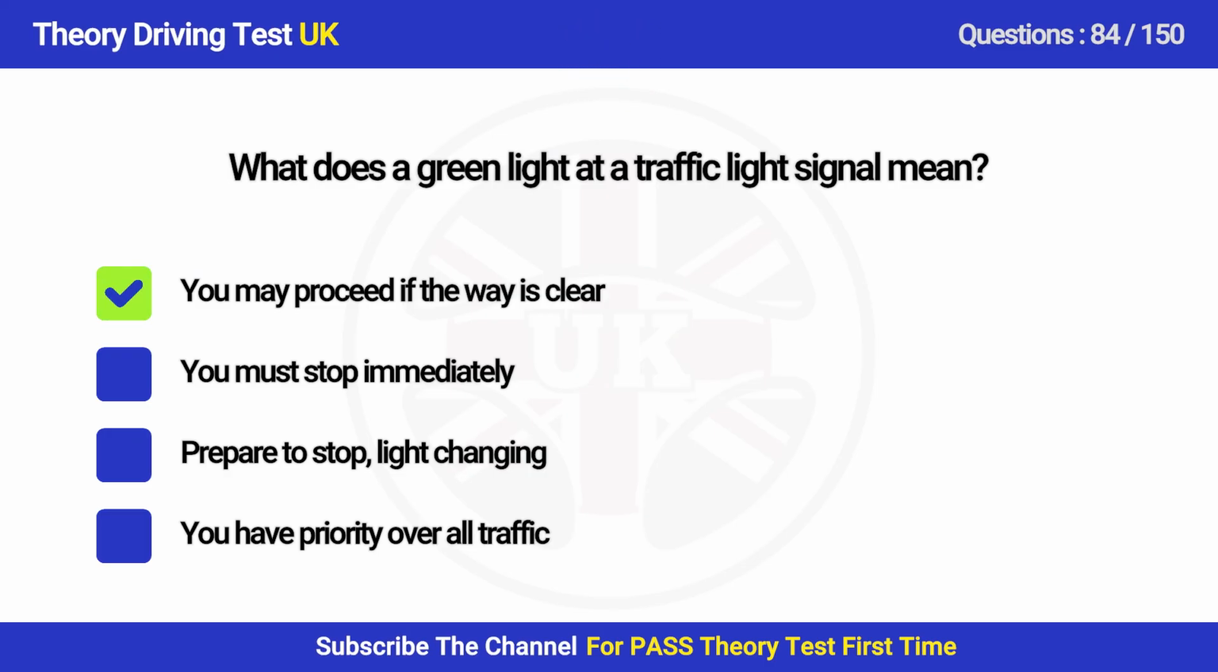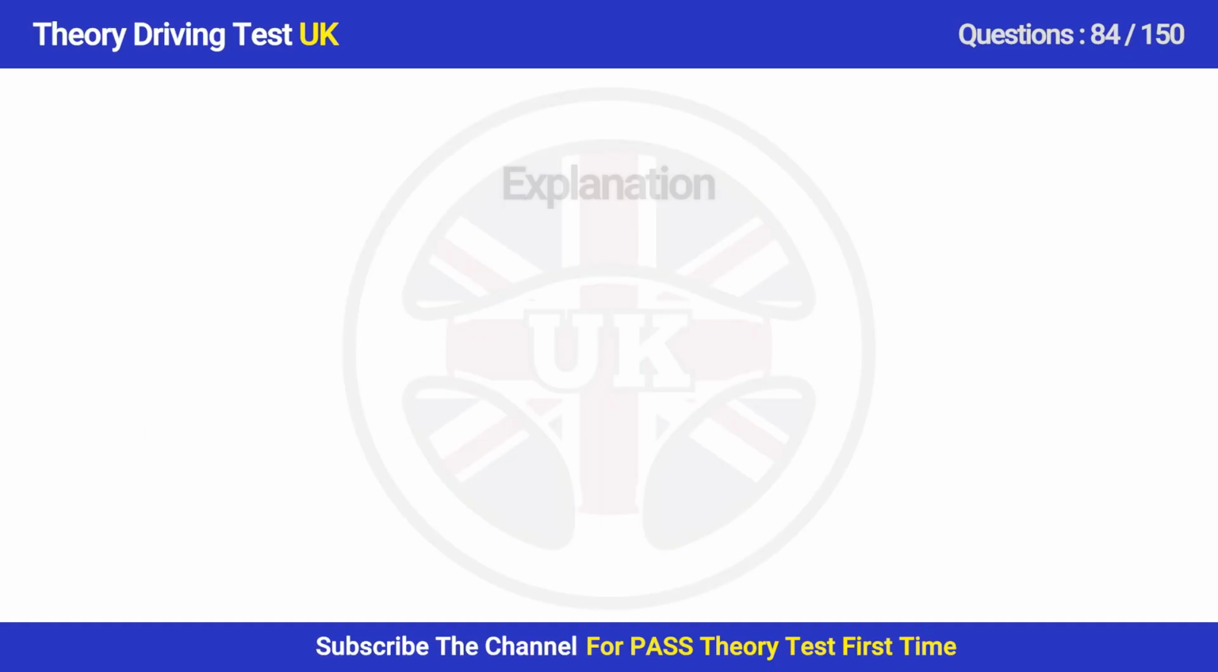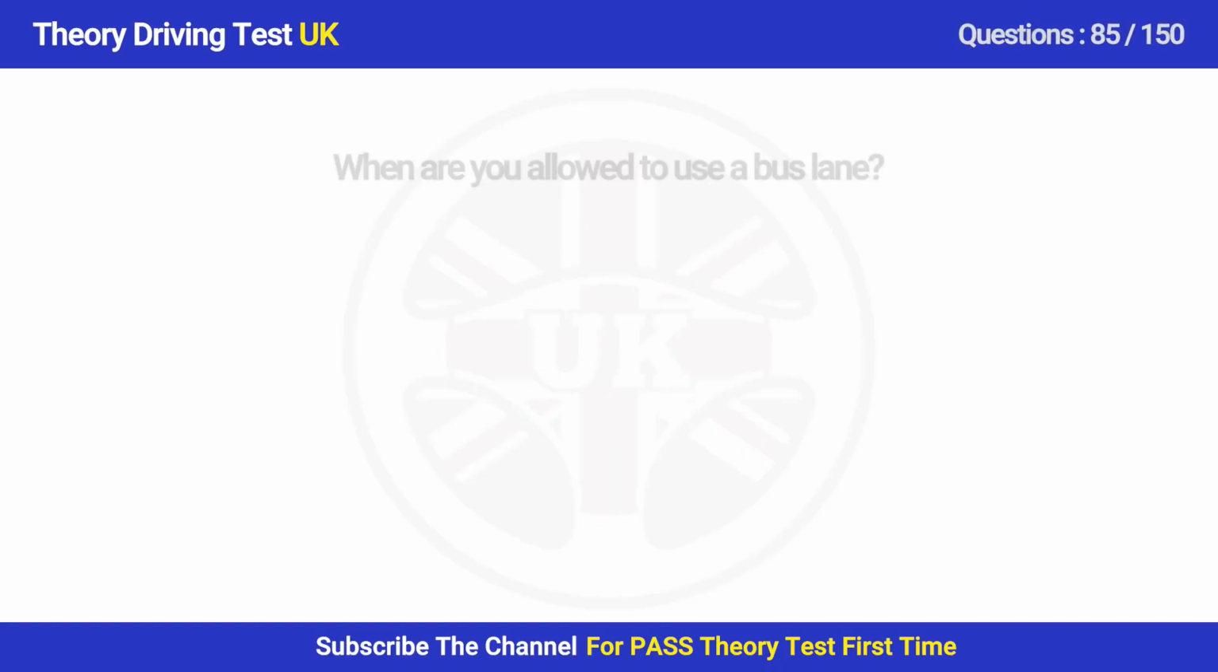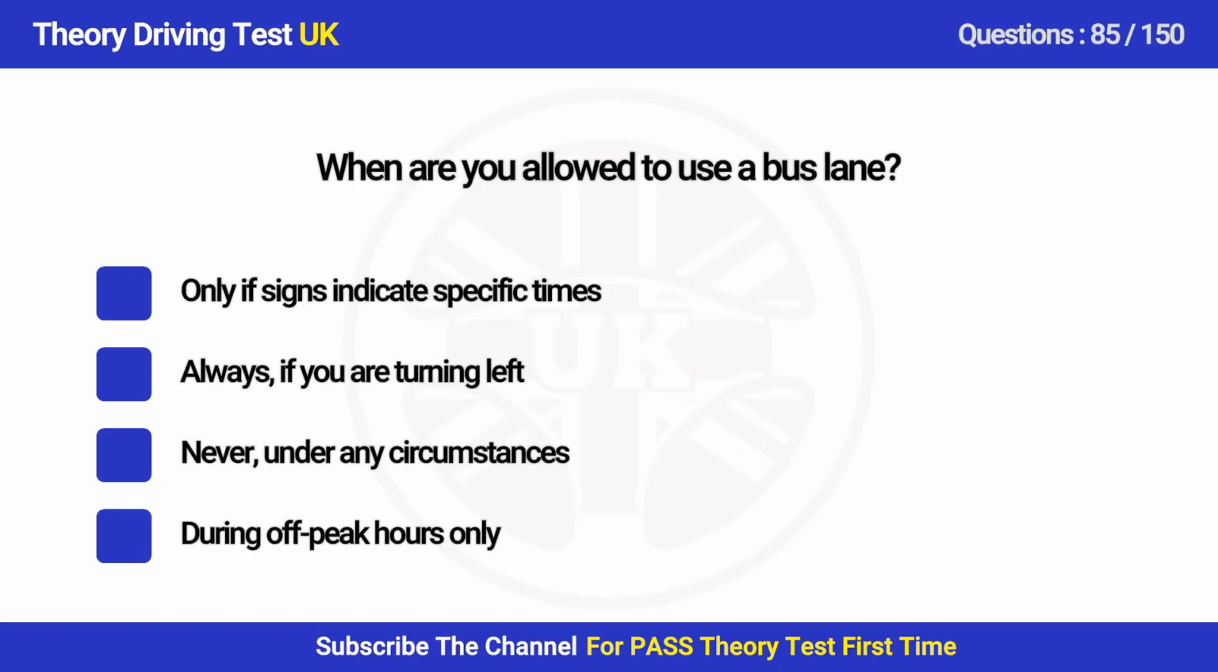Answer is A. You may proceed if the way is clear. A green light means you may go if the way is clear. However, you must not proceed if there are still vehicles or pedestrians obstructing your path, even if the light is green.